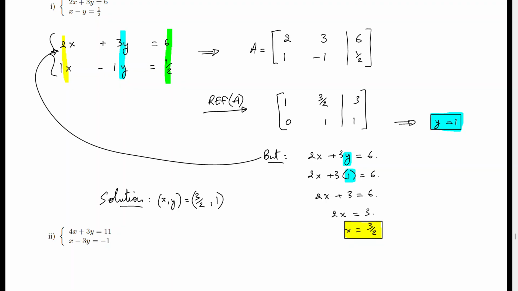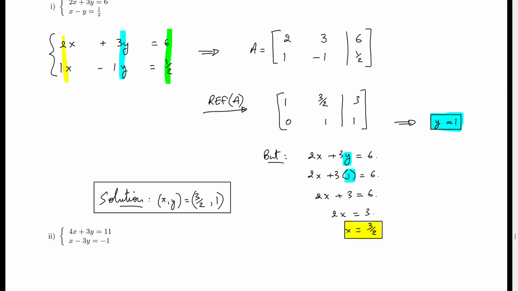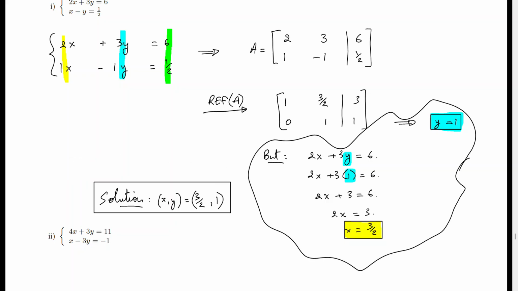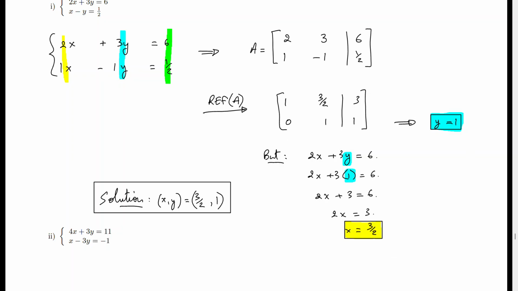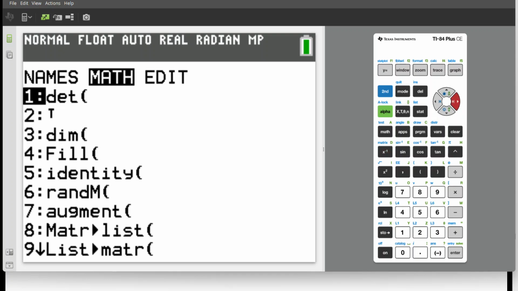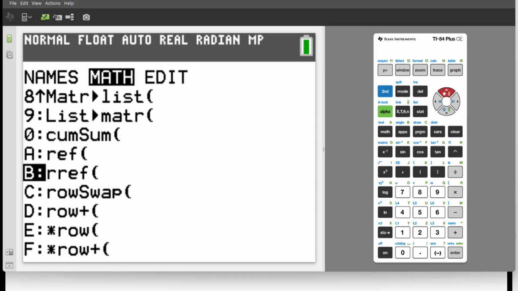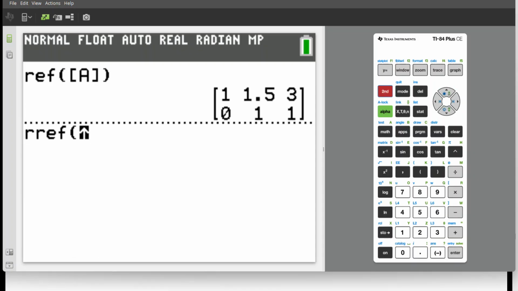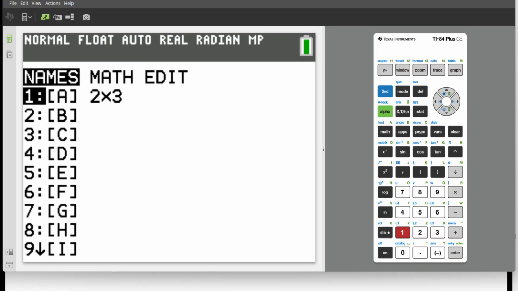Okay, but like I said, this is not the only option. If you want, you can do extra work on the calculator, so you don't have to do all this extra work by hand. So let's see that next. On your calculator, instead of clicking REF, enter the matrix menu, go to the math column, and use the RREF, the reduced row echelon form. So let's click option B.